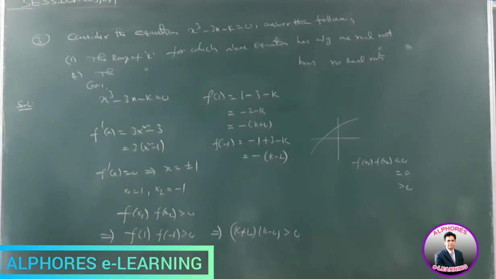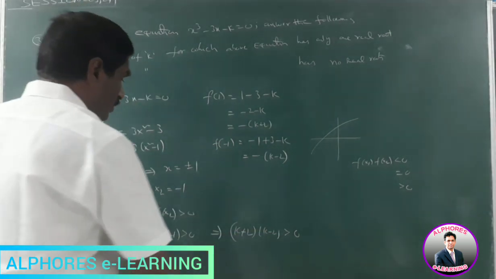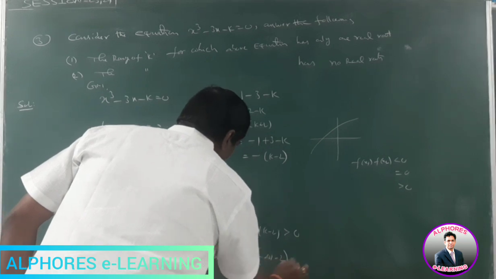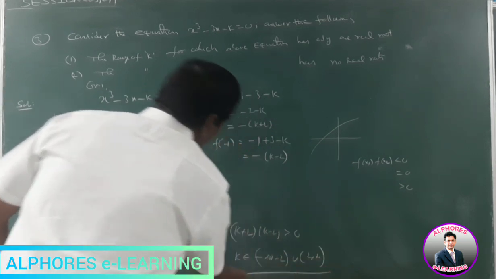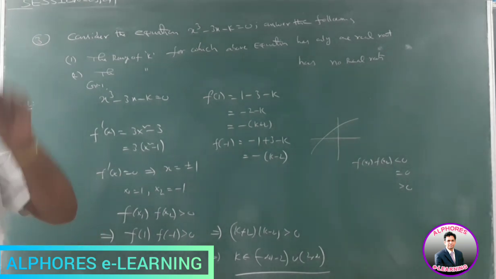By using wavy curves, we find the range of k. That means the value does not lie in between minus 2 to 2. That means k belongs to minus infinity to minus 2 union 2 to infinity. If k belongs to this interval, we get exactly one real root.